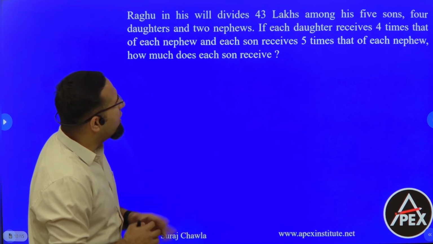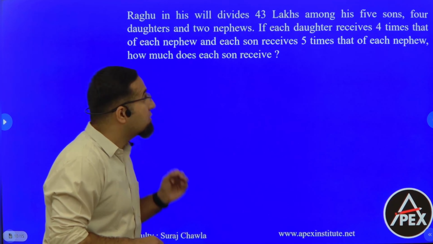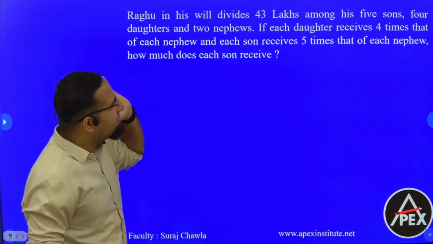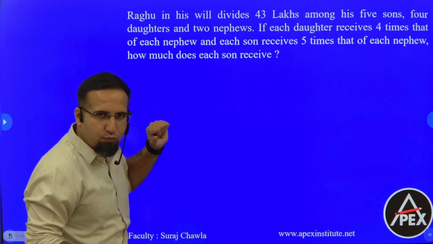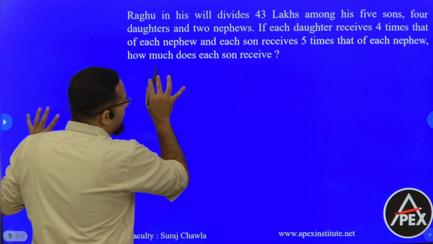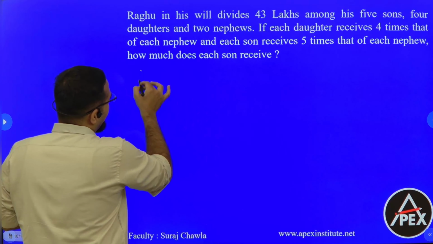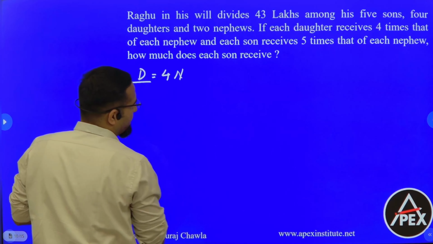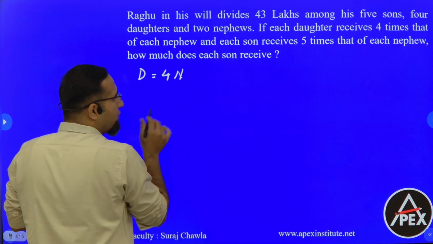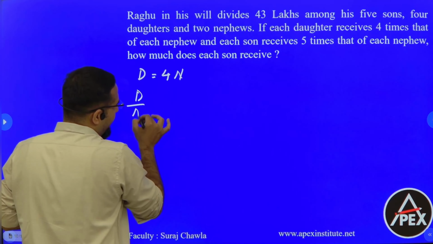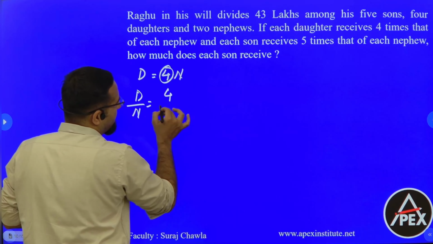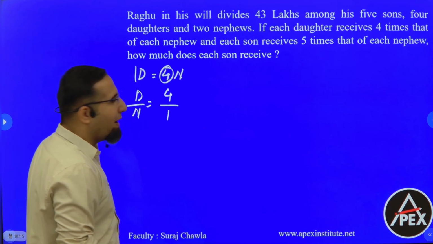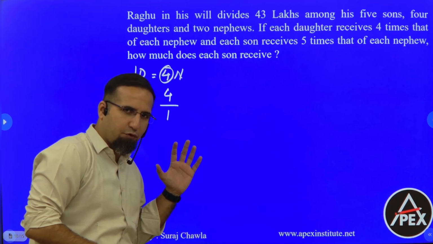Now, Raghu in his will divides 43 lakhs amongst his 5 sons, 4 daughters and 2 nephews. Okay? Now, each daughter receives 4 times that of each nephew. Okay? So, remember, learn how to directly form the ratios. Each daughter receives 4 times the nephew. So, from here, we can write D by N. The coefficient of N is 4. So, this becomes 4. The coefficient of D is 1. This becomes 1. So, D by N becomes 4 by 1, where I repeat, D is daughter, N is nephew.